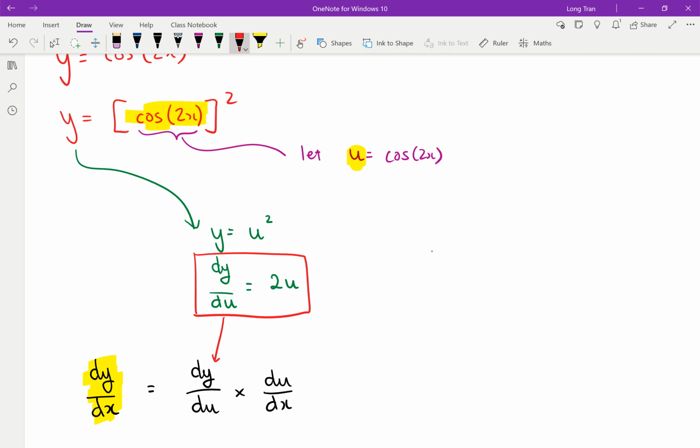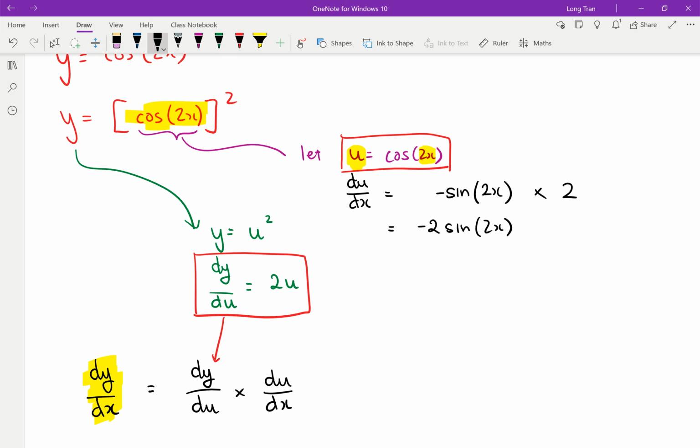And then conveniently, the relationship between u and x, I can actually find the derivative of that. I can use what I've learnt in this chapter. Delta u delta x is the result of derivative cos is negative sine of whatever the variable is, so negative sine of 2x. But then don't forget, you have to find the derivative of the inside as well. So finding the derivative of the inside is 2. So together, that's negative 2 sine of 2x. So that's my delta u delta x.